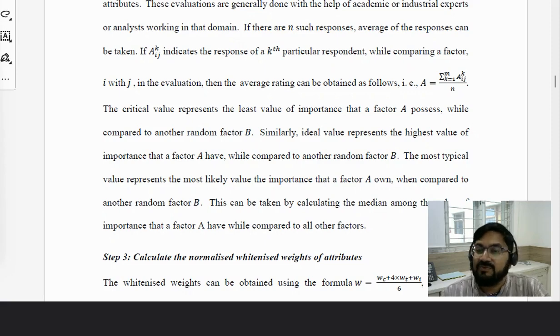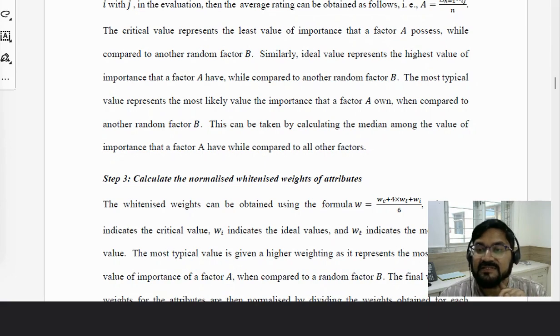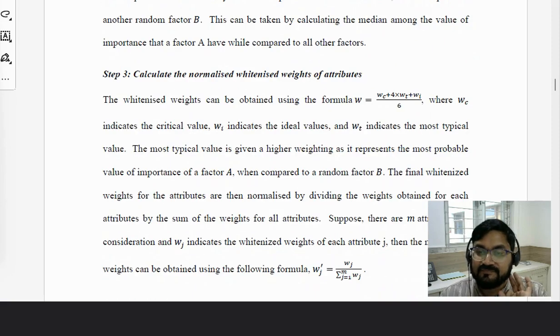So you make two comparisons, the ideal value and the critical value, and there is another one called the most typical value, which is the most likely value. You arrange the values in increasing order and take the middle value, the median, which represents the most typical value. So we take 3 measures: ideal, critical, and most typical.